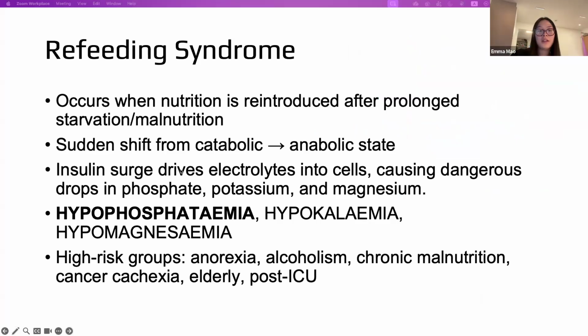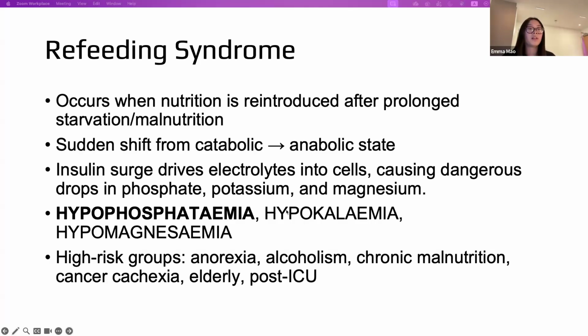Okay. And then refeeding syndrome occurs when nutrition is reintroduced after a prolonged period of starvation or malnutrition. So it's a sudden shift from a catabolic to an anabolic state. So everything basically goes into the cells, leading to hypophosphatemia, hypokalemia, and hypomagnesemia. And the main one causing the symptoms is hypophosphatemia. That comes up in questions too. So hypophosphatemia is the one causing the bad things in refeeding syndrome.